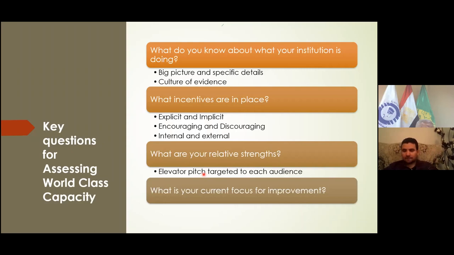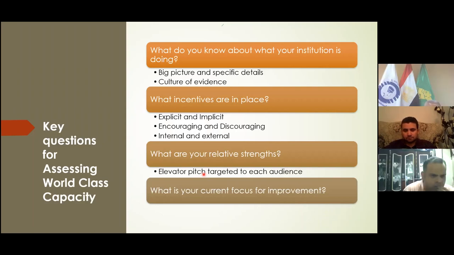These are incentive programs. The third question can be, what are your relative strengths? You should understand your strengths and weak points. Sometimes you find that some universities are mainly related to medical fields, for example, or to some specific things in engineering. They understand where their strength point is, and they put more funding and build their strategy around this so they can achieve it. So you need to have an elevator pitch to target each of these audiences.